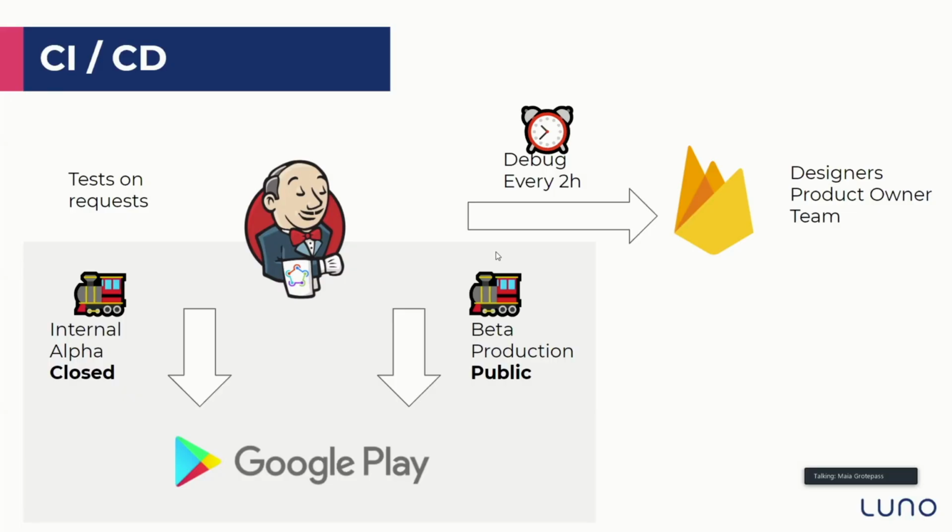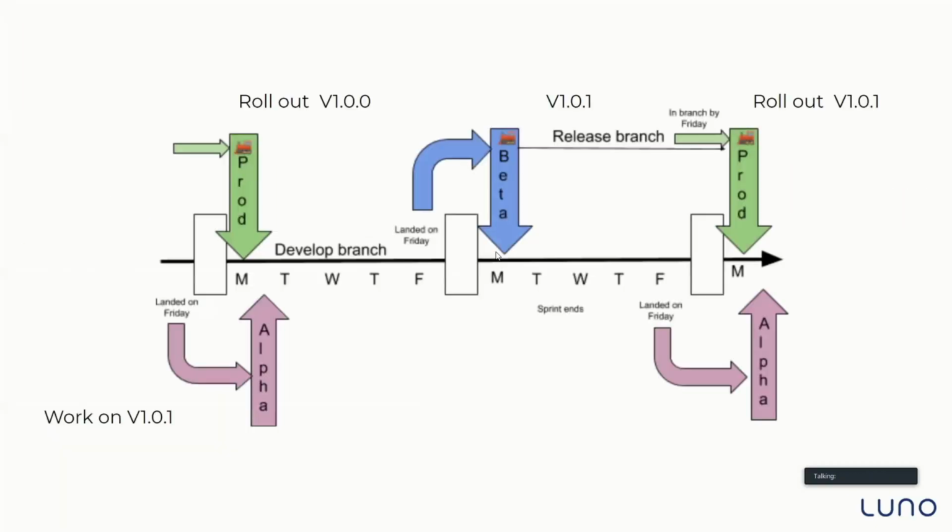Now you see I've put a little train there, and that's because we follow the release train process. What this means is that we have a production release going out every 2 weeks. So this is a diagram of our release process. It looks a bit complicated, but I'll walk you through it.